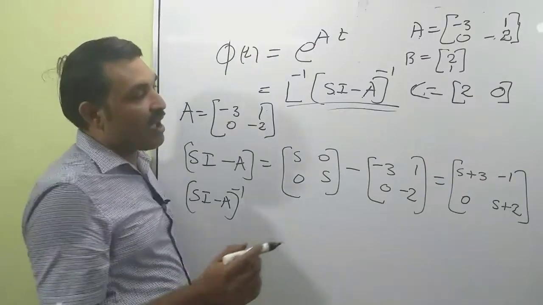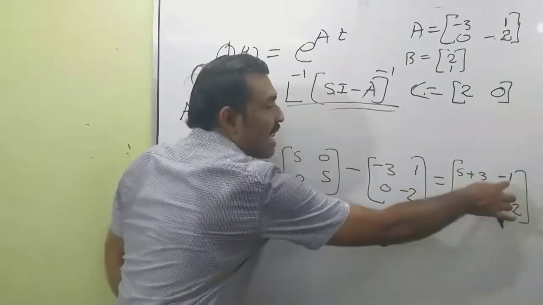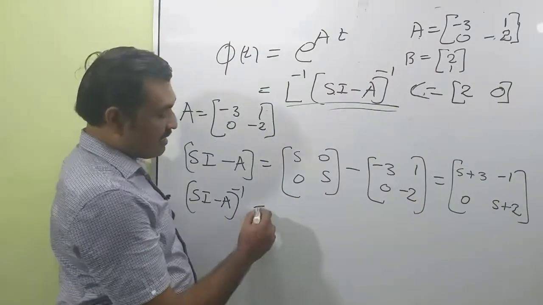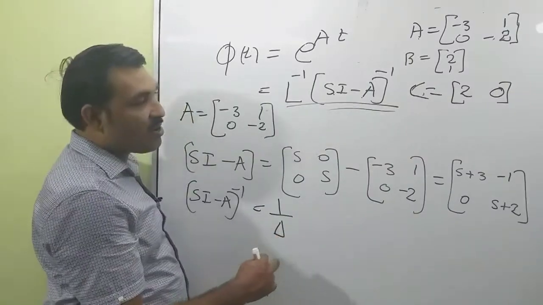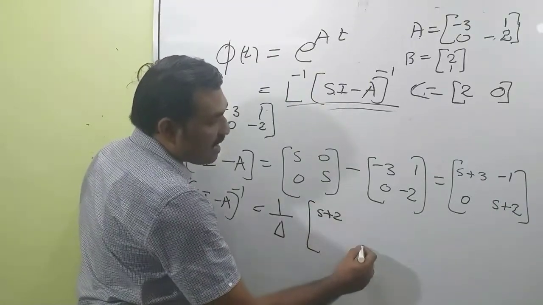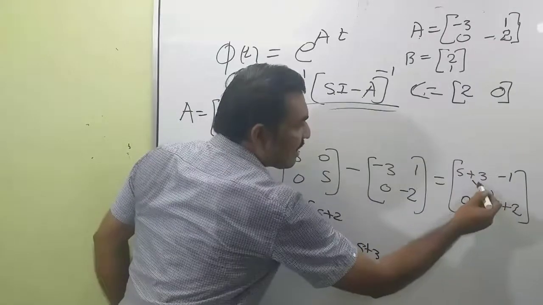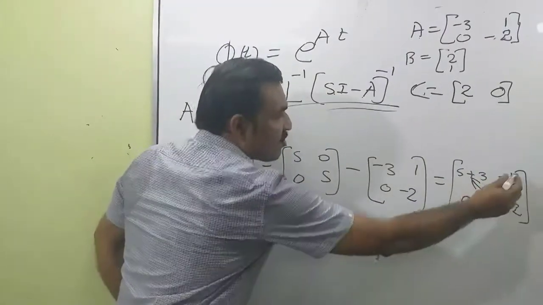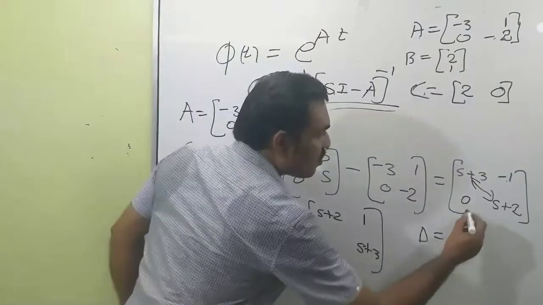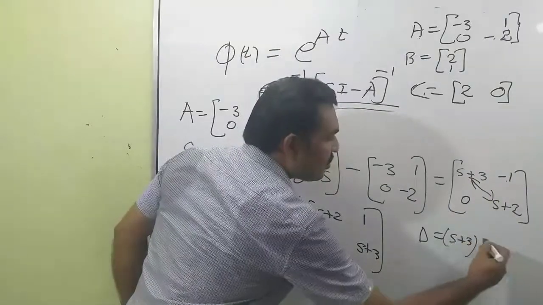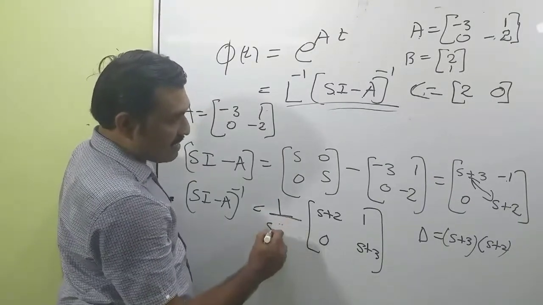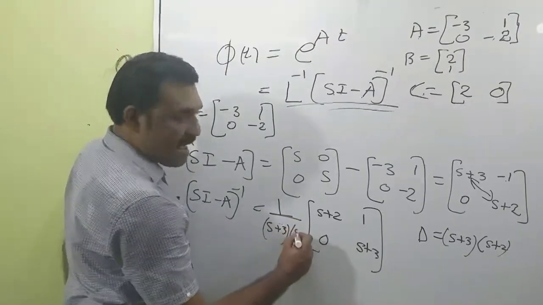The inverse of this matrix can be found by interchanging the main diagonal elements and changing the sign of the off diagonal elements, then dividing by the determinant. So this is equal to 1 by del, where del is the value of the determinant of this matrix, into the matrix [s plus 2, 1; 0, s plus 3]. I interchange the main diagonal elements and change the sign of the off diagonal elements, so this becomes 1 and this becomes 0. And del is equal to (s plus 3) into (s plus 2). So we divide this matrix by del.